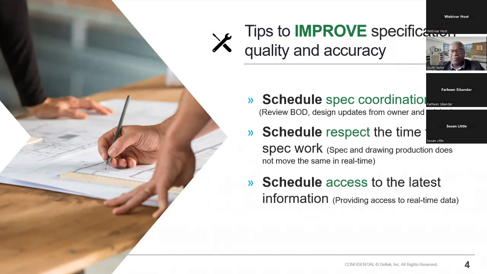So architects, design team, production team, make sure your specifier has up-to-date drawings. Even when you print them out, maybe in the schedule you schedule QA, QC prints, make sure that the specifier is aware of that and has access to that information, because that's really important so they can work together, especially since drawing and spec production is not always parallel.